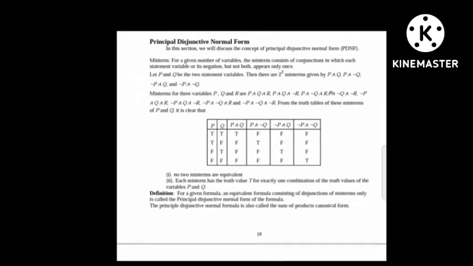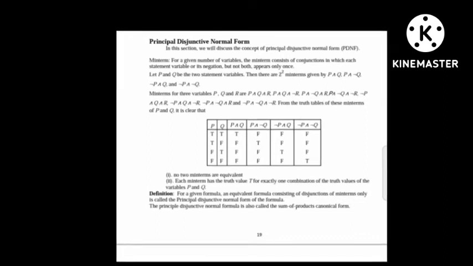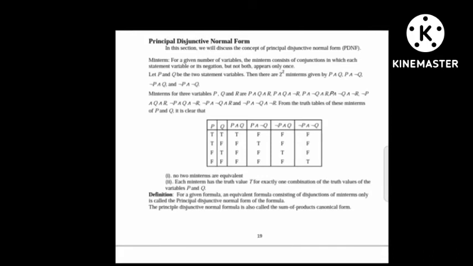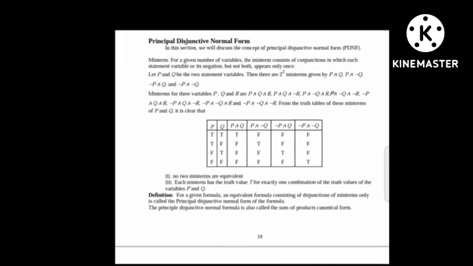From the truth table of these minterms of P and Q, where T means true and F means false, it is clear that no two minterms are equivalent. Each minterm has the truth value T for exactly one combination of the truth values of the variables P and Q. Definition: for a given formula, an equivalent formula consisting of a disjunction of minterms only is called the principal disjunctive normal form, or the sum of products canonical form.